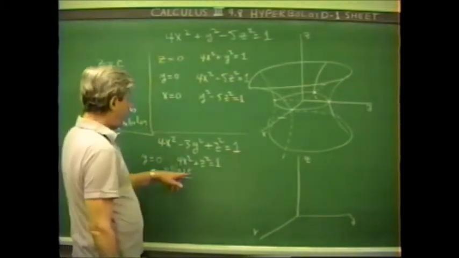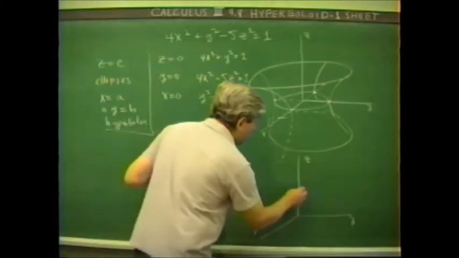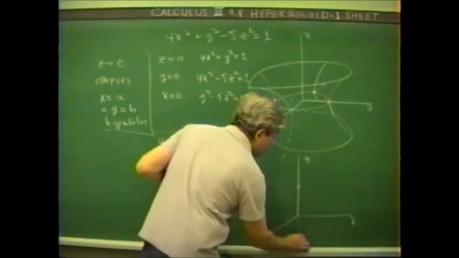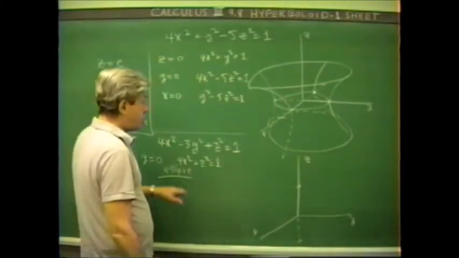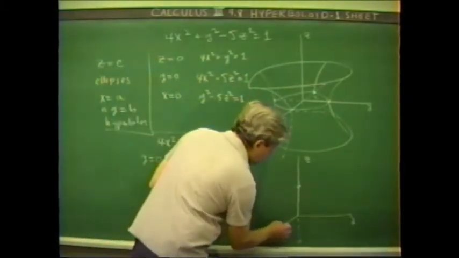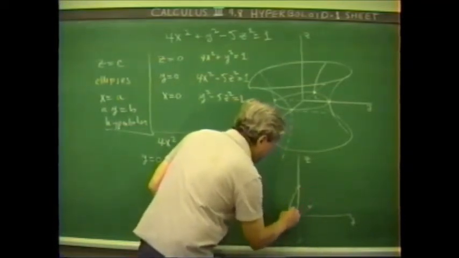Right? And when x is equal to 0, z is plus or minus 1. So it's going to be an ellipse like so. When z is equal to 0, x is plus or minus a half. So here are 2 other points on the ellipse. And the ellipse looks something like this.